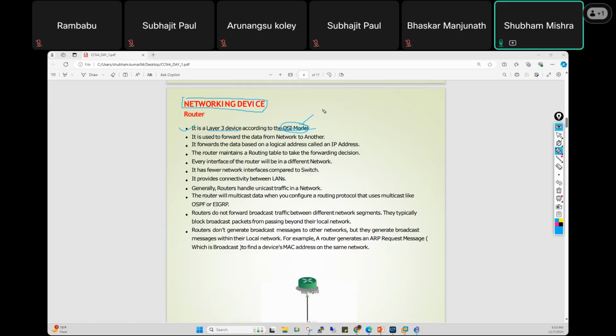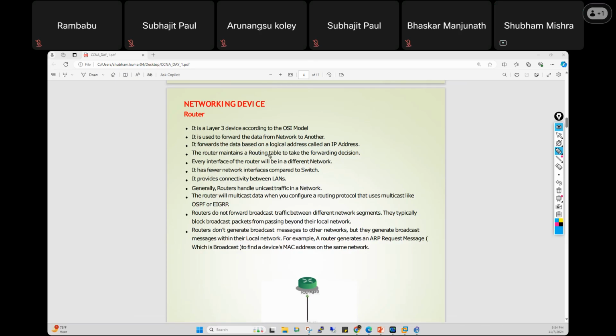The OSI model is called a layered approach model. Layered approach means in the OSI model there are different layers. So all routers work at layer number 3. That's all. Clear? If anyone asks you which layer a router works at, I hope you can easily say yes, I know: the router works at layer number 3 according to the OSI model.